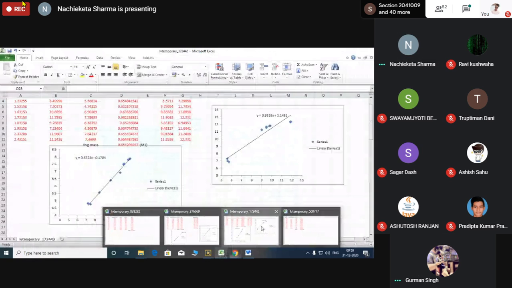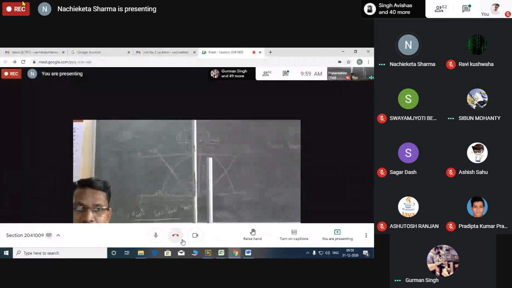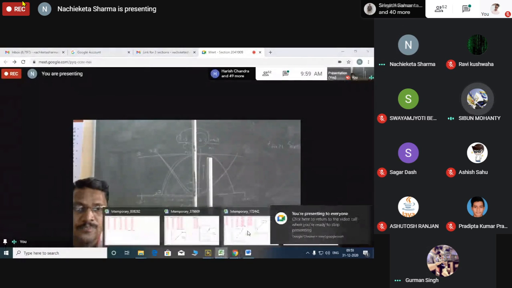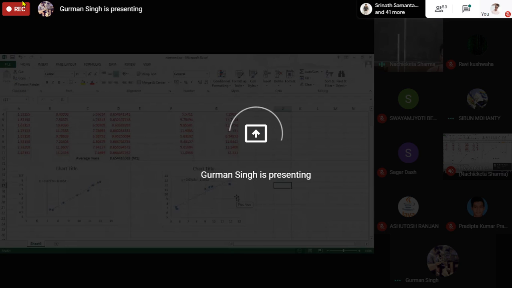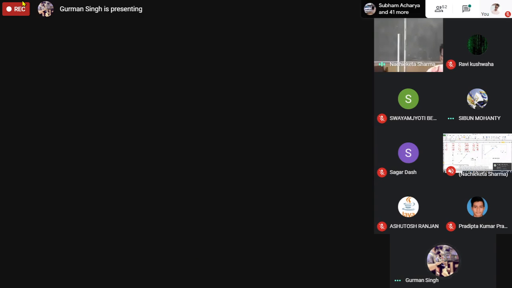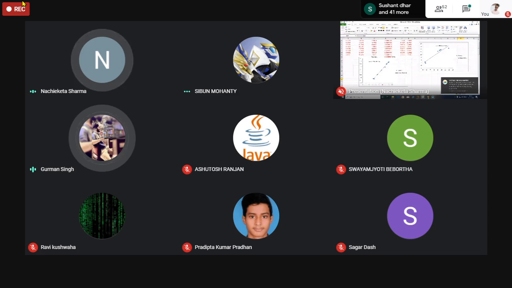So, may I present? Can you see this graph? In your hard copy, now please plot this from Excel. And from there you have to calculate the slope. It will be like this. You see, I have plotted one graph here. I am showing you.